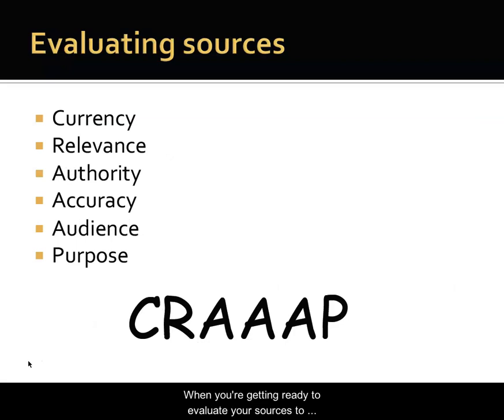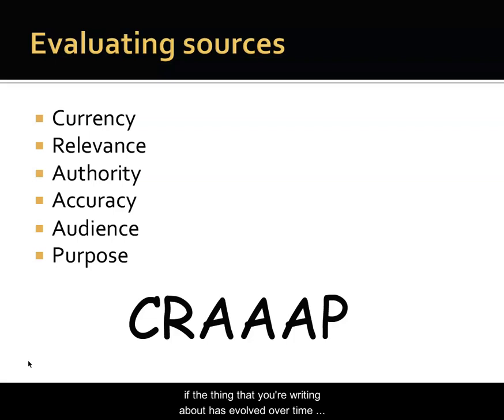When you're getting ready to evaluate your sources to decide if they're relevant and reliable, you're going to want to evaluate their currency, relevance, authority, accuracy, audience, and purpose. That spells CRAAAP with 3 A's, so doing the CRAAAP test is an easy way to remember how to evaluate your sources.